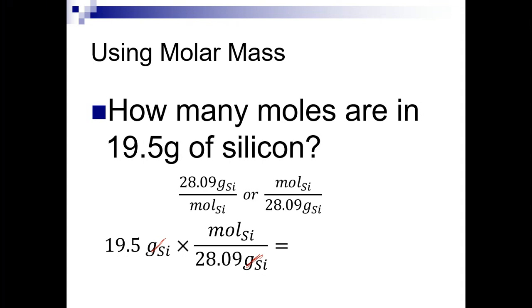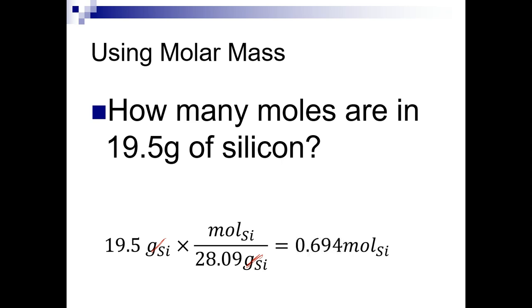I do the math. I take 19.5 divided by 28.09, round it to the appropriate number of sig figs, which would be 3, and I get 0.694. 19.5 has 3 sig figs. 28.09 has 4 sig figs. The smallest number between 3 and 4 is 3, so my answer can only have 3 sig figs.